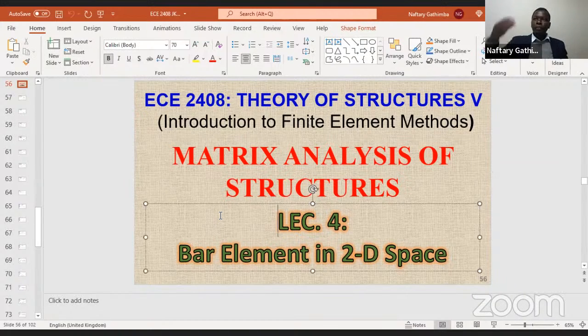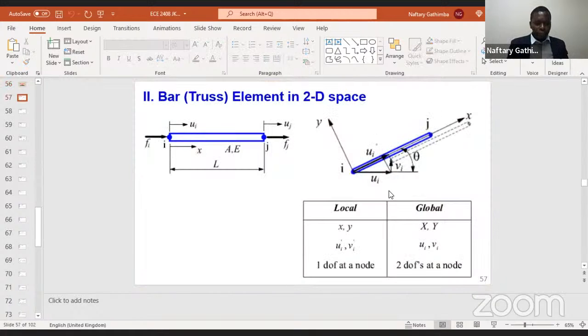So we are moving from a simplified case, and now we are starting to get to real cases. In this case, we are talking of 2D space. Consider generally this bar element, which we also call a truss element, and I illustrated why we refer to it as a truss element, because it's a member or an element that is extracted from a truss structure. So if you look at a typical truss, you expect something like that.